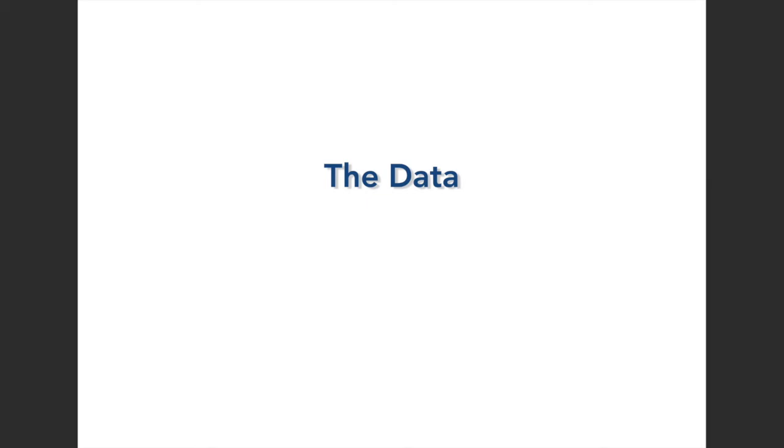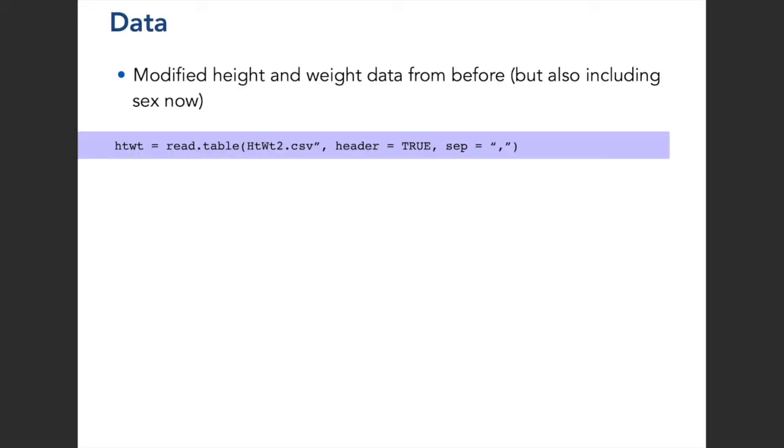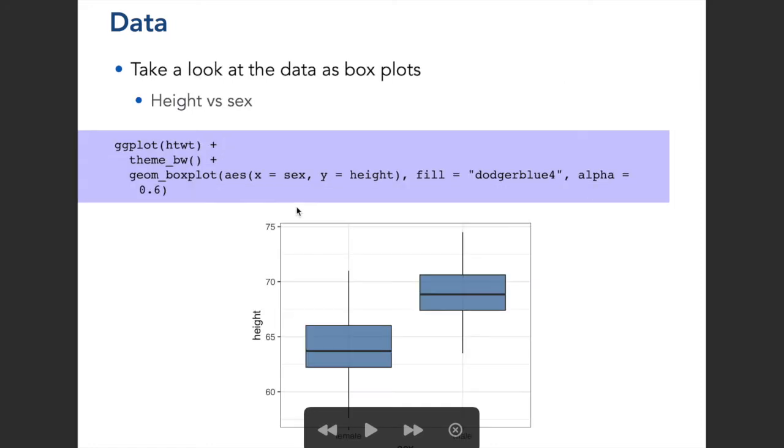Okay, let's take a look at the data that we'll be using as an example for this logistic regression. We're going again to look at the height and weight data from before, but we're also going to include sex now. There's a new file called htwt2.csv, and you can just read that into R.